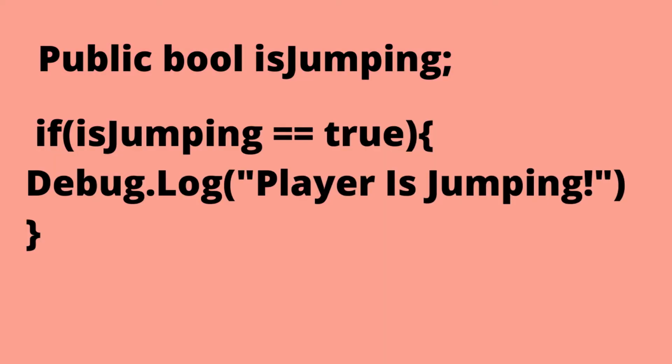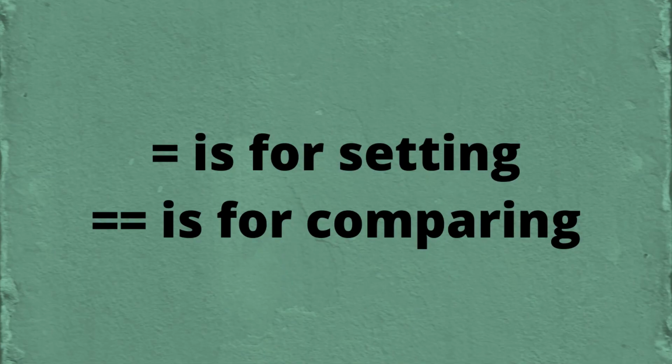The next example I have is where we are comparing. So in this case, we use double equals, and we have if isJumping double equals true. What we're doing is that we're checking the value of isJumping and seeing if it matches true. So that's the purpose of the double equals: it is to compare. So in review, single equals is for setting and double equals is for comparing.